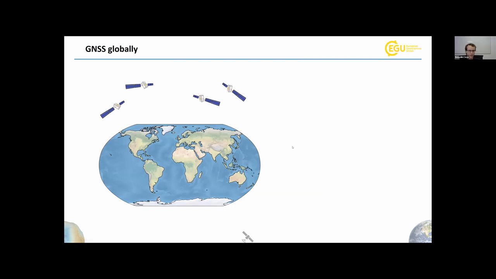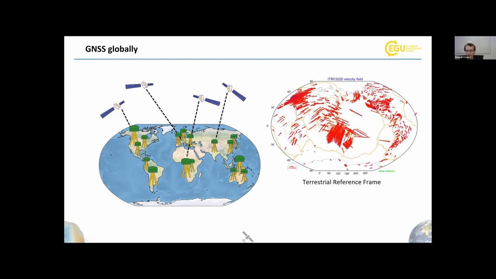If we put all these stations together and compute their positions in a joint manner, we can actually determine a global coordinate system, which is very important for geodesy and many different applications. And we refer to this coordinate system as the terrestrial reference frame. Here in this plot, you can see the changes of these coordinates, the linear changes as in velocities, where you can clearly see the plate motions that drive these very strong motions that we see.